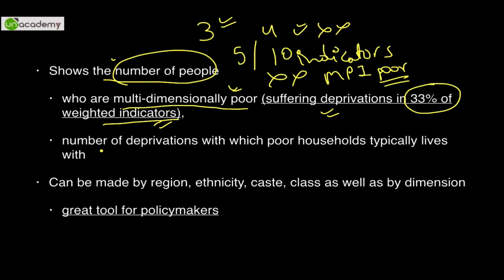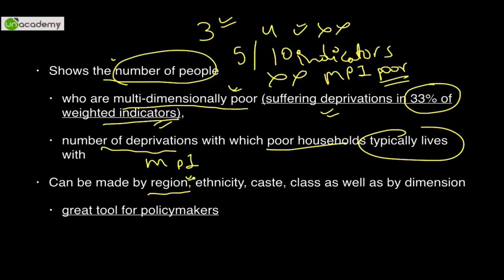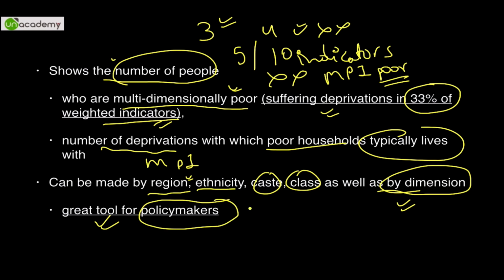Now, the number of deprivations with which a poor household typically lives is also shown with MPI data, and it can be broken down according to region or ethnicity, caste, class, as well as dimension wise. Any dimension can be taken. So it's a great tool for policymakers who decide how poverty should be tackled.